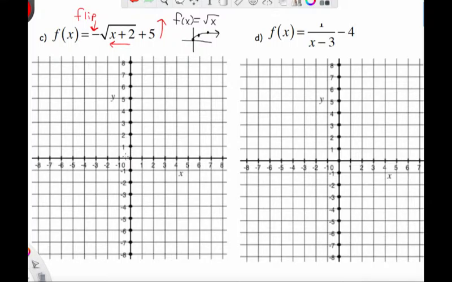We are going to move left 2 and then up 5. 1, 2, 3, 4, 5. And my new origin is up here.